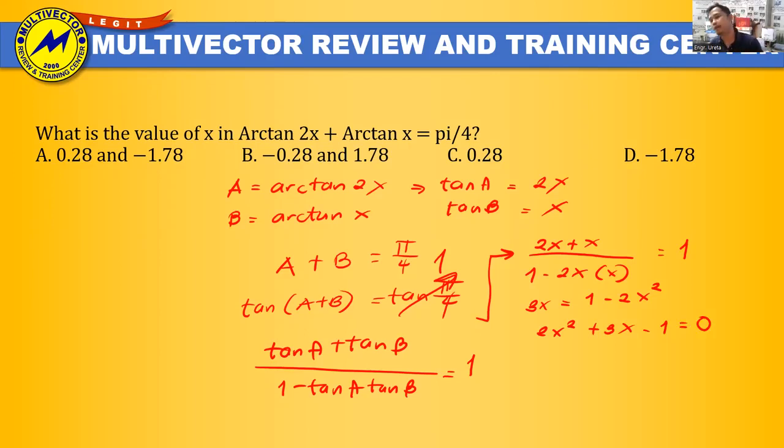So pwede kayong gumamit ng either quadratic equation o di kaya naman calculator na lang. So mode 5, 1. Pagka sinolve nyo yan, 2, 3, negative 1, yung dalawang value ng x natin, mako-compute natin. Yung first x natin is just equals to 0.28, while yung pangalawa naman natin, x sub 2, is just equals to negative 1.78.